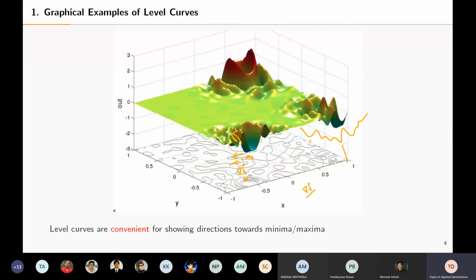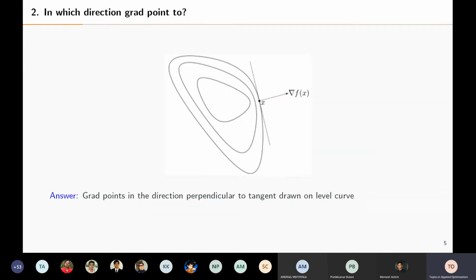So gradient does tell us, unless it vanishes, gradient does tell us whether the function is increasing or decreasing in a certain direction or not. Okay, so this is something we will discuss in detail again. But what is most important when we want to use level curve as a tool to study optimization methods, then one of the things that we need to establish is something like this. So in which direction gradient points to.